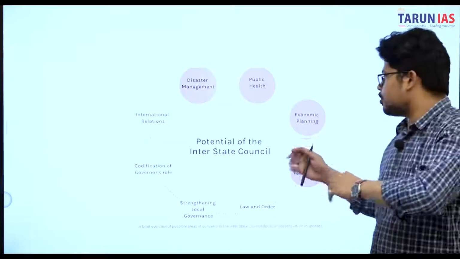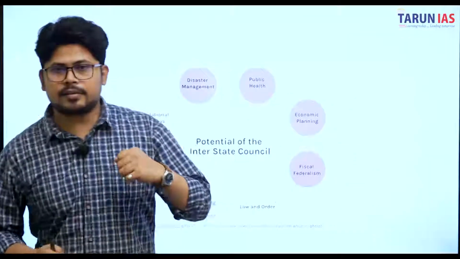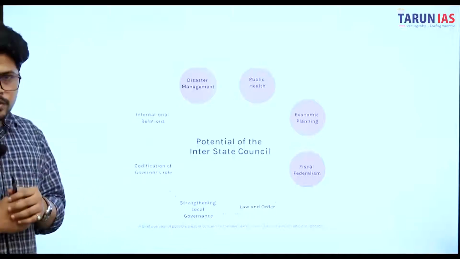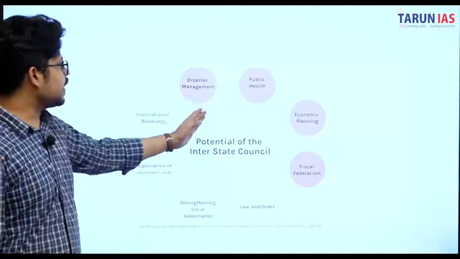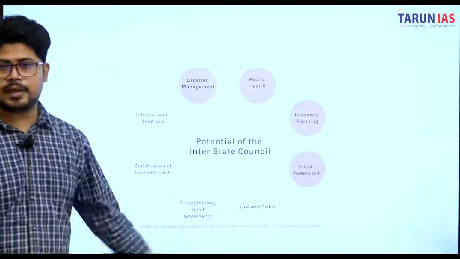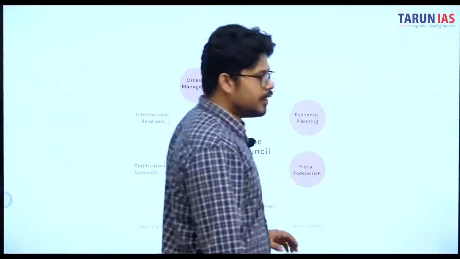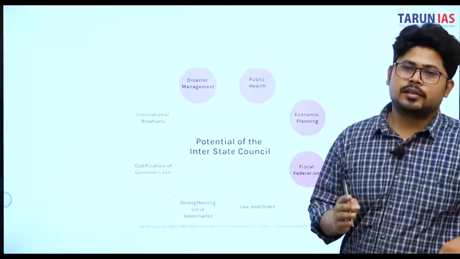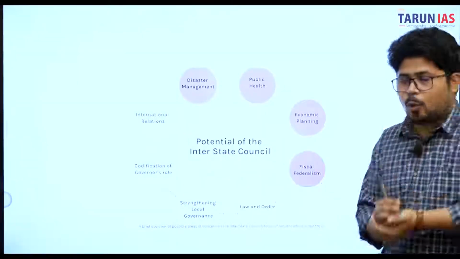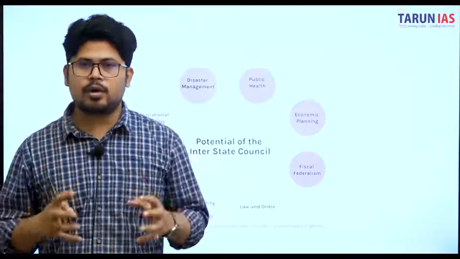Now these are the potentials of the Interstate Council. What kind of disputes this Interstate Council can discuss, and how it can become an effective council, like disaster management, public health, economic planning, fiscal federalism. Again, fiscal federalism is very important. Law and order strengthening. Now these areas are the areas of conflict and both cooperation, and that is what the Interstate Council does. The Interstate Council investigates, inquires, and looks into the conflicts and seeks ways of cooperation on those conflicts to make our system more harmonious.